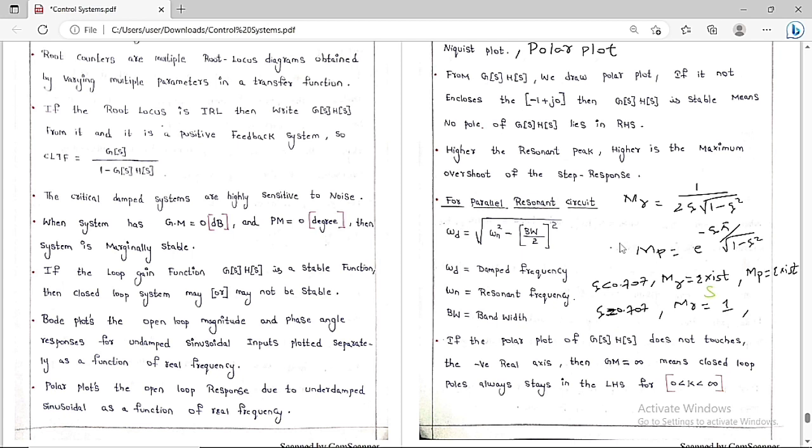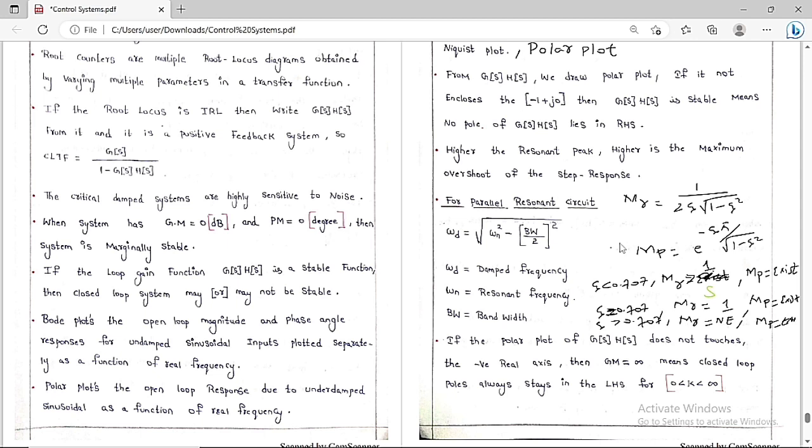So here it is greater than 1, or simply we can say MR is greater than 1, then MP is also going to exist. But if zeta is greater than 0.707, then the resonant peak does not exist, whereas the MP is going to exist. So this one you always have to keep in your mind.